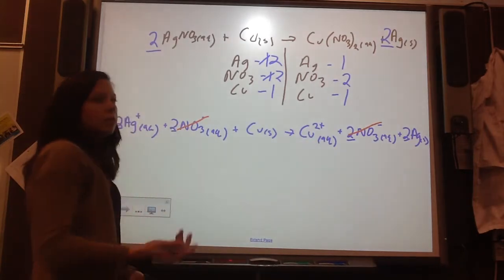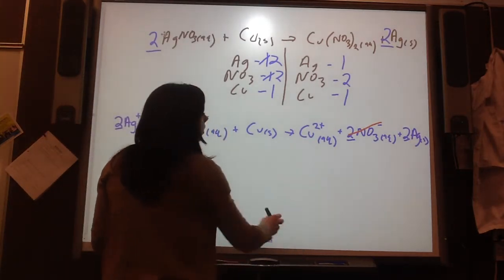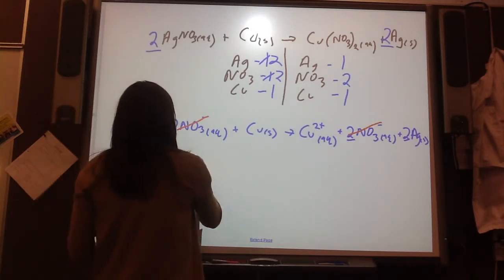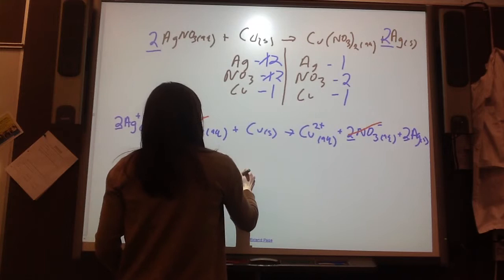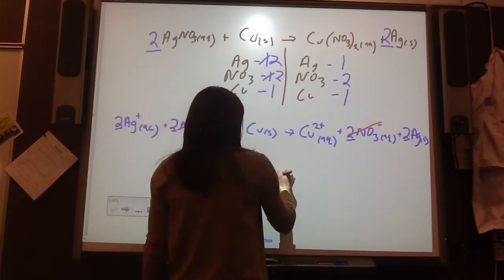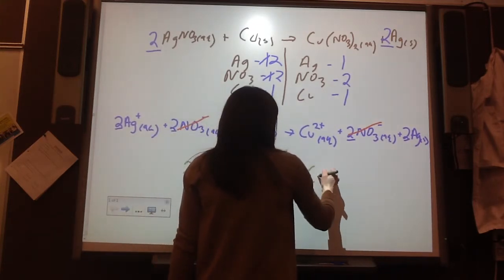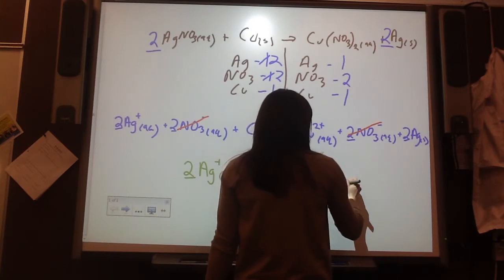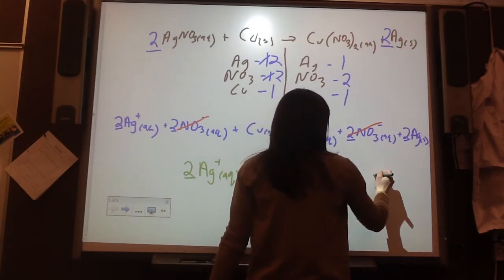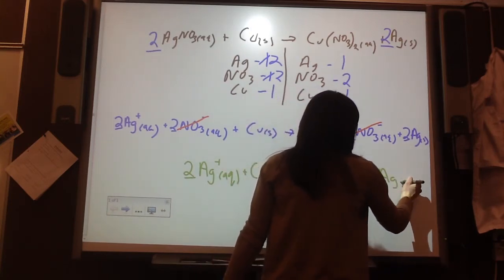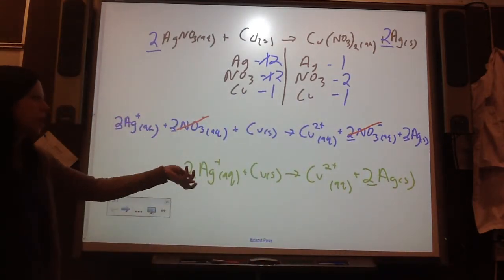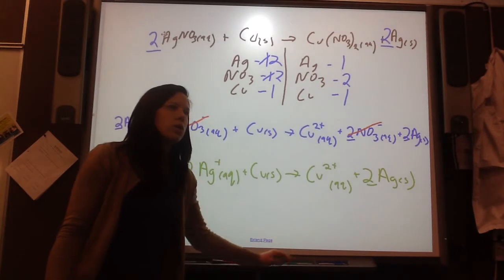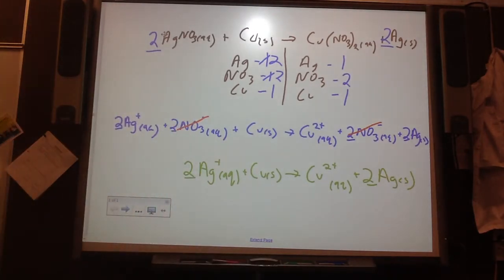So now I can rewrite my final net ionic equation as 2 silver ions aqueous plus copper solid makes Cu2 plus aqueous plus 2 silver solid. And then you can see at the end that you have everything balanced, so that's good too. So that's the final one for that question.